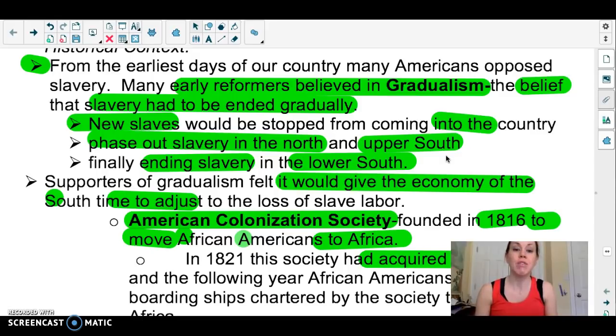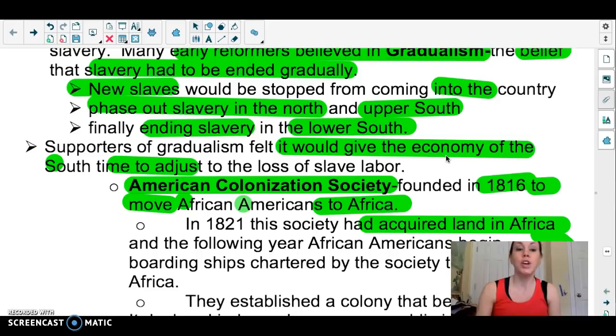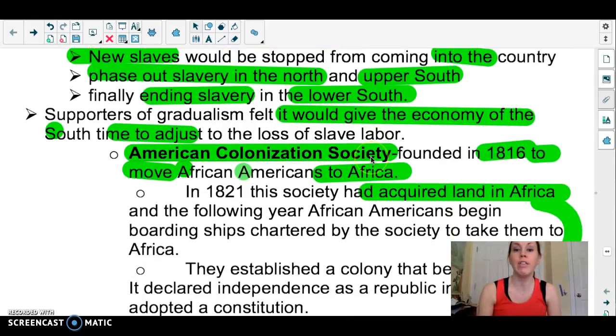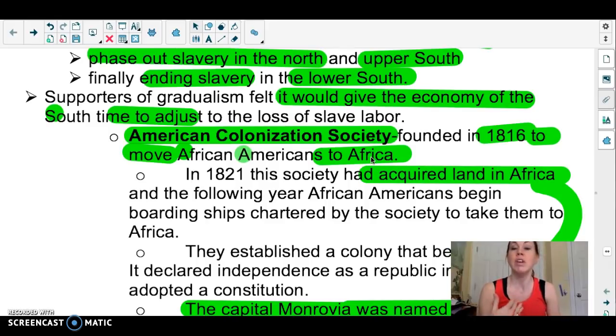And then ending slavery in the Lower South. Okay, the Lower South, which would be all the rest. I was going to show you that, but it didn't have America on the back. So I'm going to use that in a minute. So you need to know that the last phase would be the Lower South, Alabama, Mississippi, South Carolina. And so supporters of this system thought, okay, it'll give the economy of these states in the South time to adjust to the lack of slave labor, time to sort of get over it, if you will.